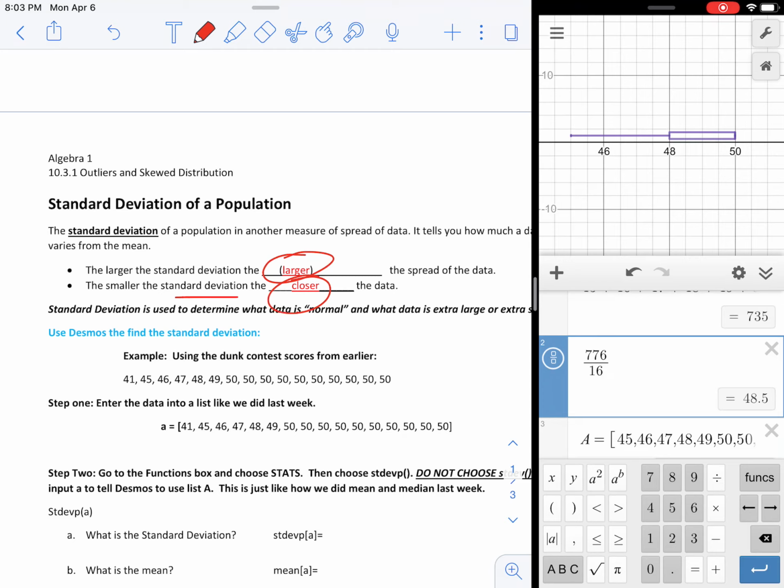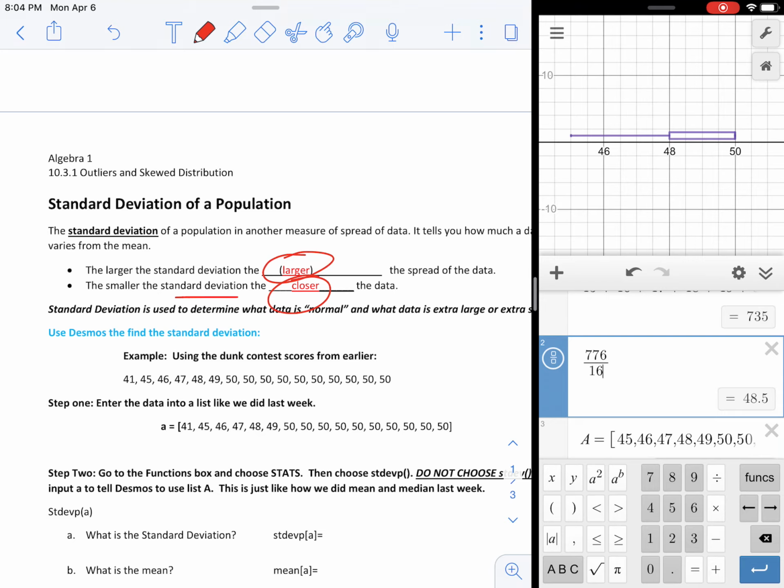So what do we mean by that? If we're talking about, for instance, a test score, and the class average is, let's say, 75%, and the standard deviation is 5, that means the scores of everybody in the class will generally be within about 5 points of that. So it's not very big of a difference.